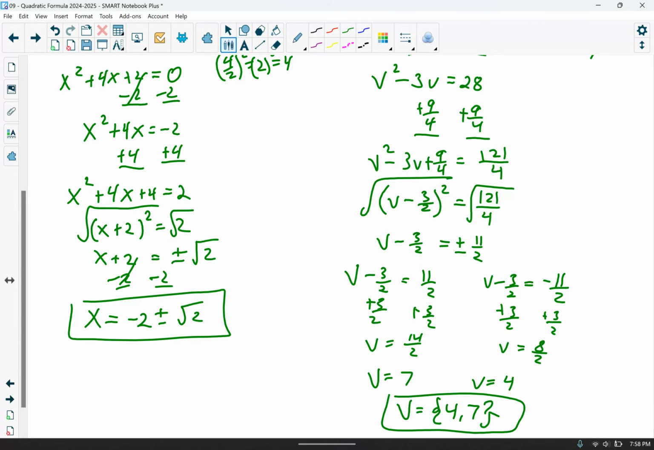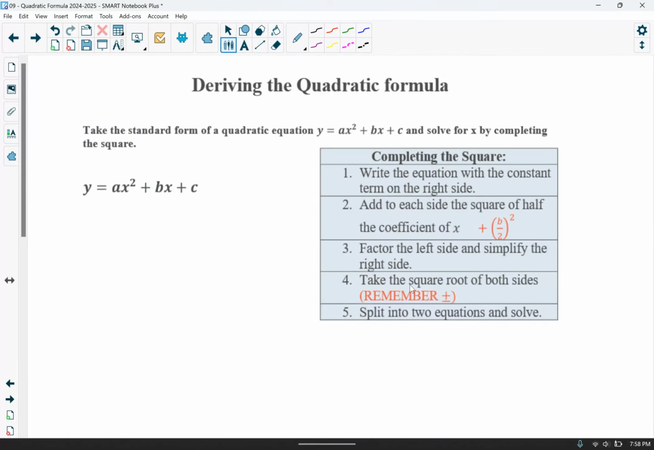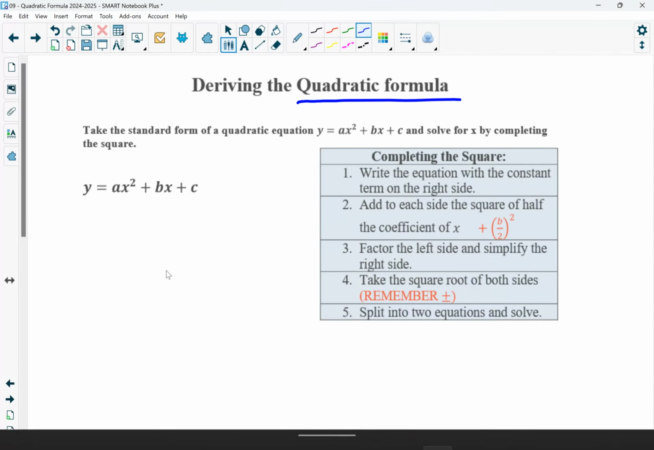Okay? So what we're going to do first today is take the general standard form of a parabola, of a quadratic, and solve for x by completing the square. This is not something you are going to be asked to replicate. It's just part of a how and why. I want to show you where we get a really cool formula called the quadratic formula that we can use for all quadratics. And this is where it comes from.